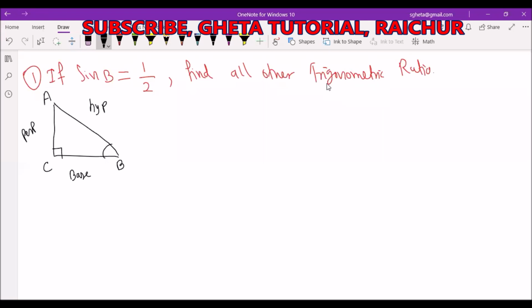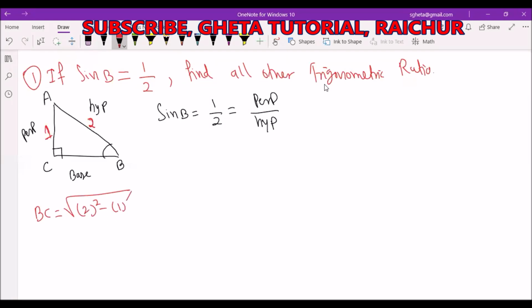Sine B is 1 by 2. So sine B is nothing but what? 1 by 2. Perpendicular by hypotenuse. Perpendicular here is 1, hypotenuse is 2. Okay. So again you have to go for subtraction. So BC is equal to 2 square minus 1 square. There is 4 minus 1. There is root 3 is the answer here.